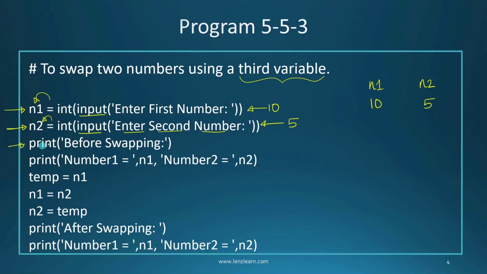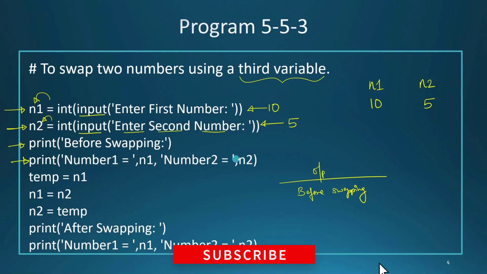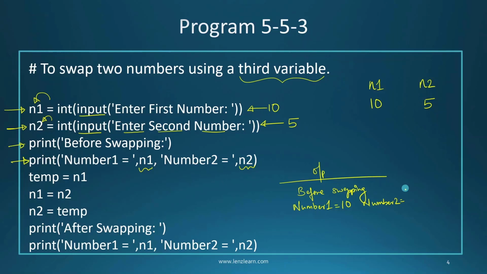After that, I will just print in the output before swapping. So in the output, it will come a line before swapping. And in the next line, I will print the value of n1 and n2. So it will print like this, number 1 equal to value of n1. So what is the value of n1 now? 10. And after that, number 2 is equal to value of n2. So value of n2 is 5. So this is just to make sure that right now n1 has value 10 and n2 has value 5.